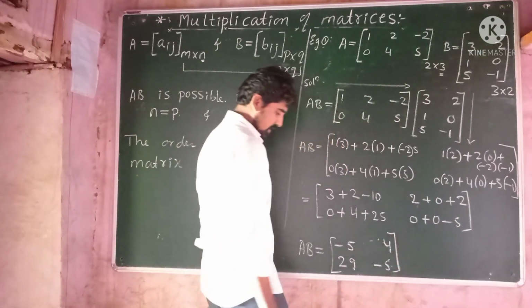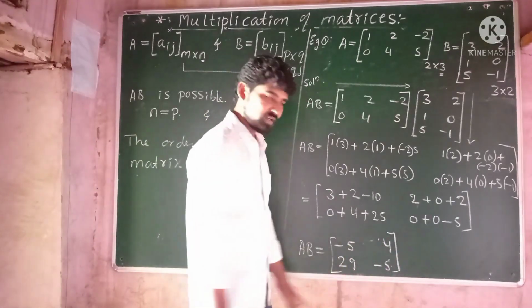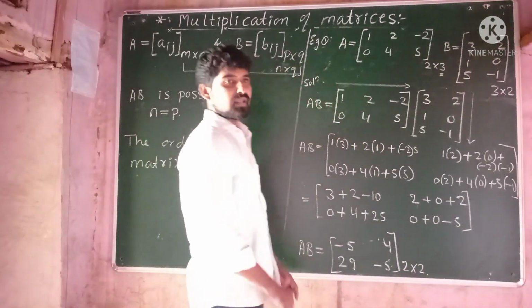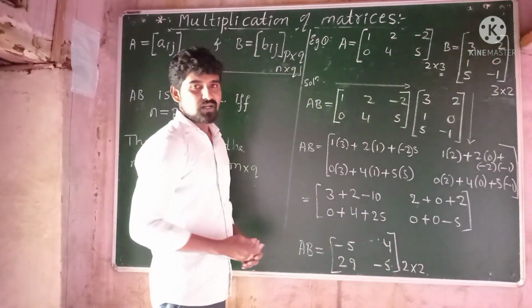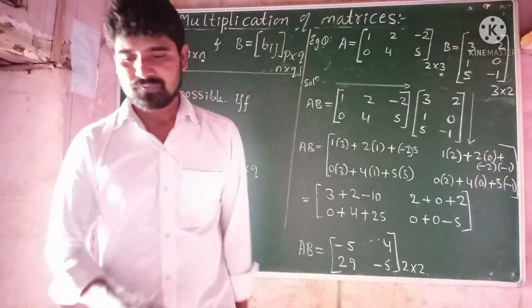And you just observe here, this matrix AB has 2 rows and 2 columns. Therefore the order of the matrix AB is 2 cross 2. I hope all of you understood. If possible, take a note. We will still consider some more examples.